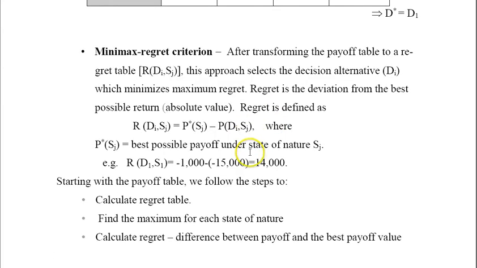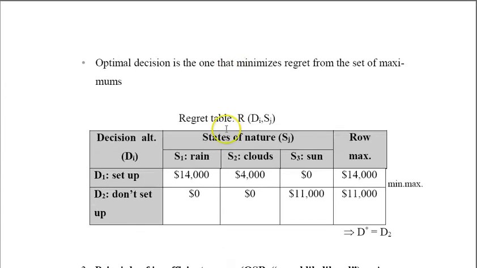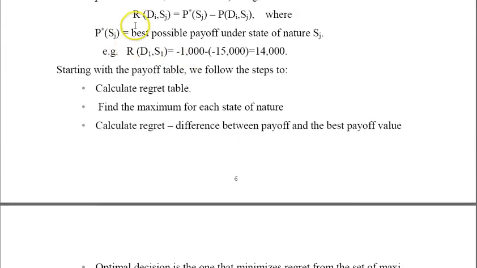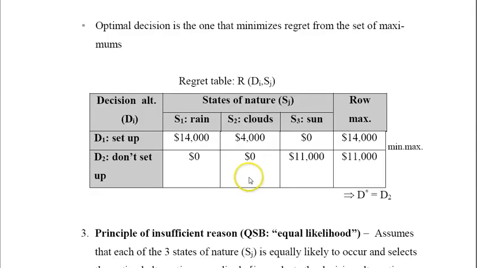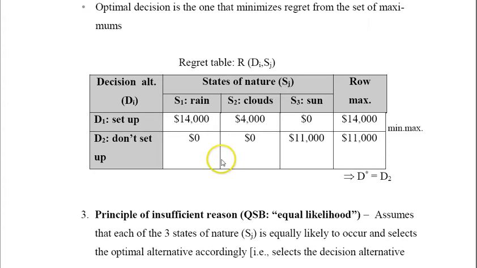So putting all these things together, and using this formula here, which is exactly what I said, I would create this regret table. And now I want to minimize my regret, my maximum regret. So what's the maximum regret if I decide to set up? So I regret 14,000 here, 4,000 here and nothing here. So my maximum regret is $14,000 if my decision is set up.